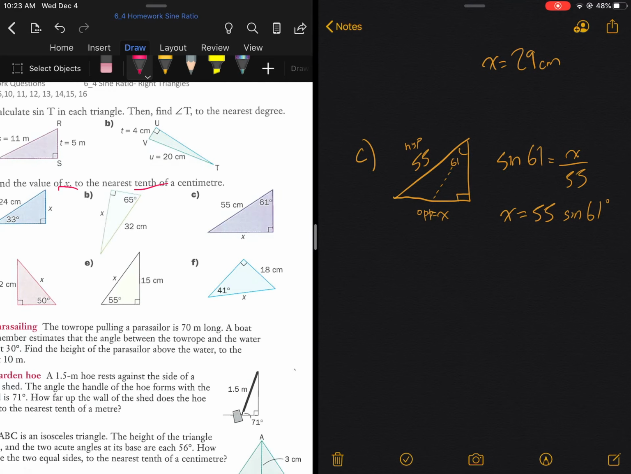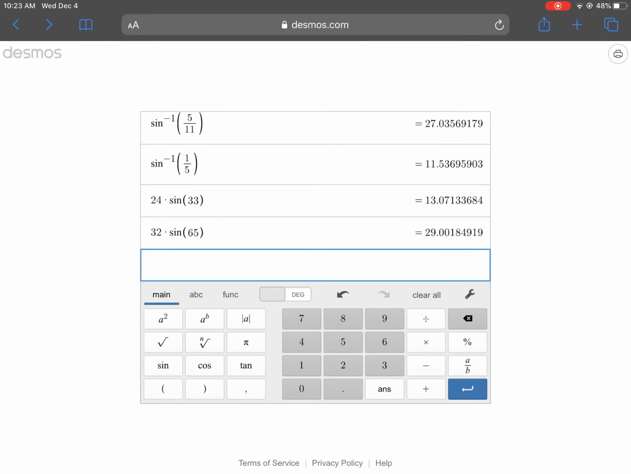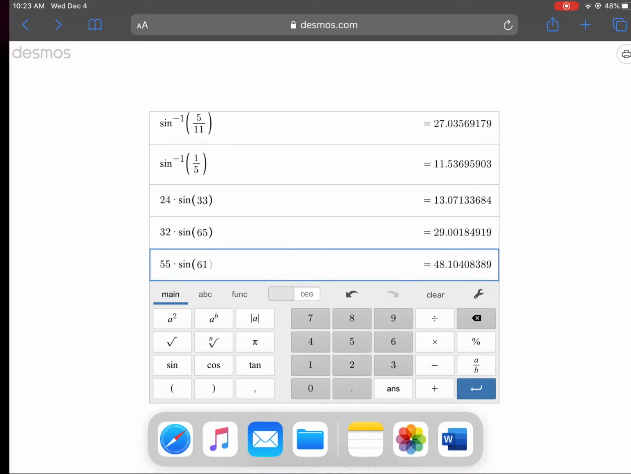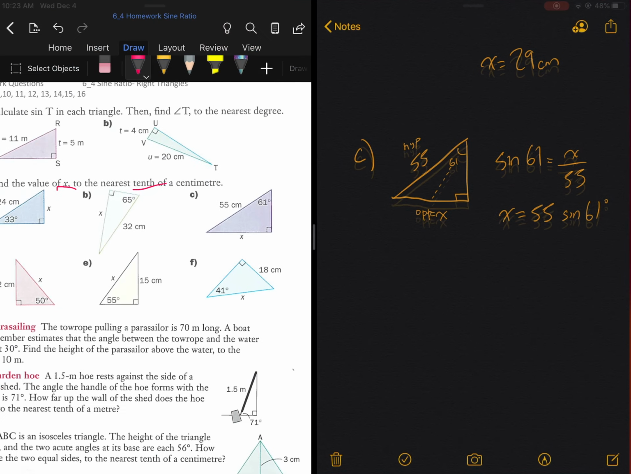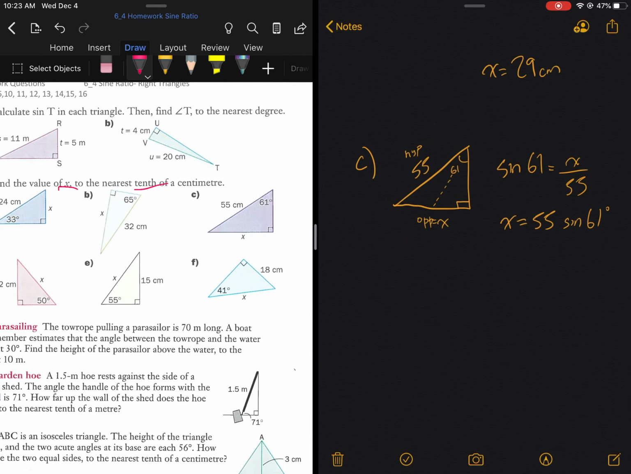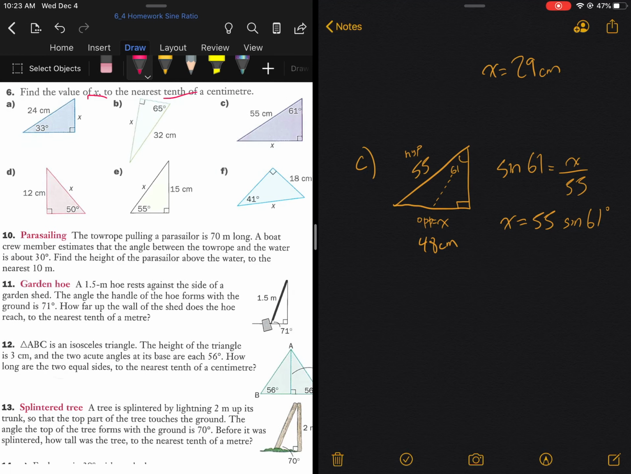55 times sine of 61. Was that the question? Yes, it was. And that equals 48. So the opposite side is 48 centimeters. Simple as that. Let's look at D.